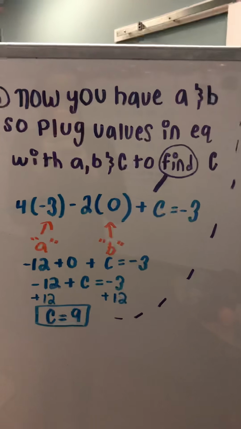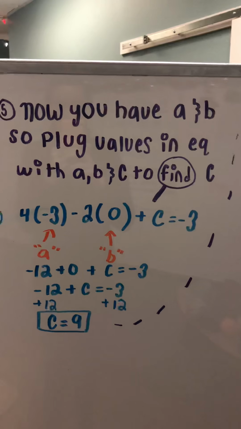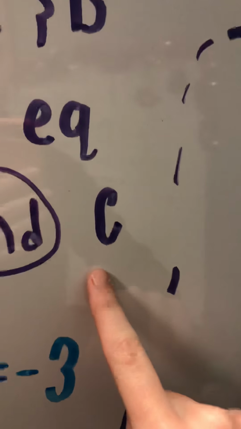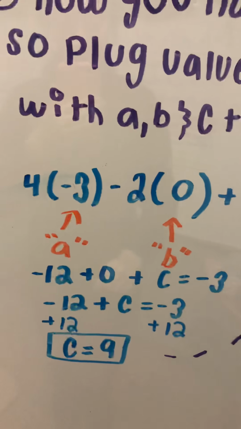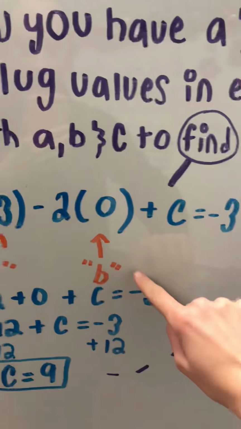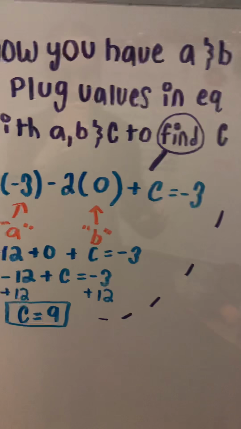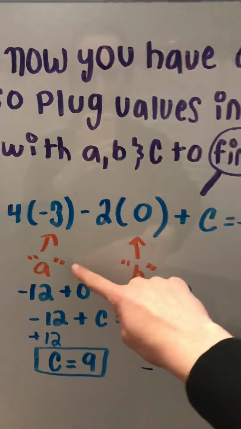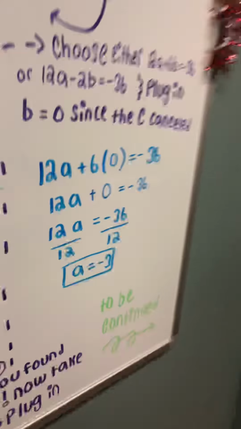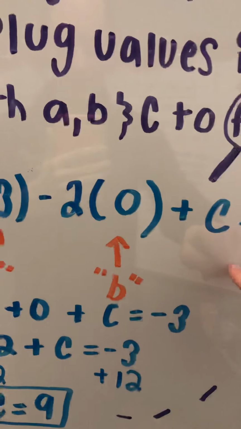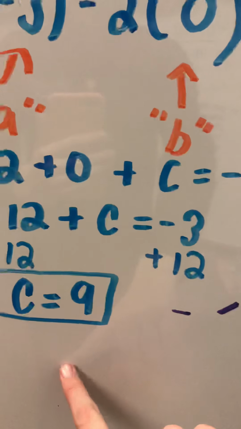Now, you move on. Now that you have a and b, you plug in the variables to each equation to find c. So, you have a, you have b, so now you're going to select one of the equations from before. You want to select the easiest one. So you plug in the a value that you found right here, and you plug in the b value that you found here into here, and you solve this out, and you will get your c value.